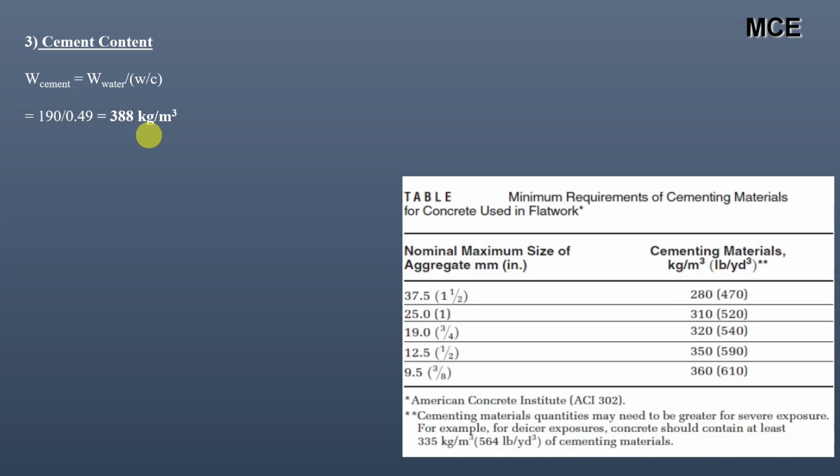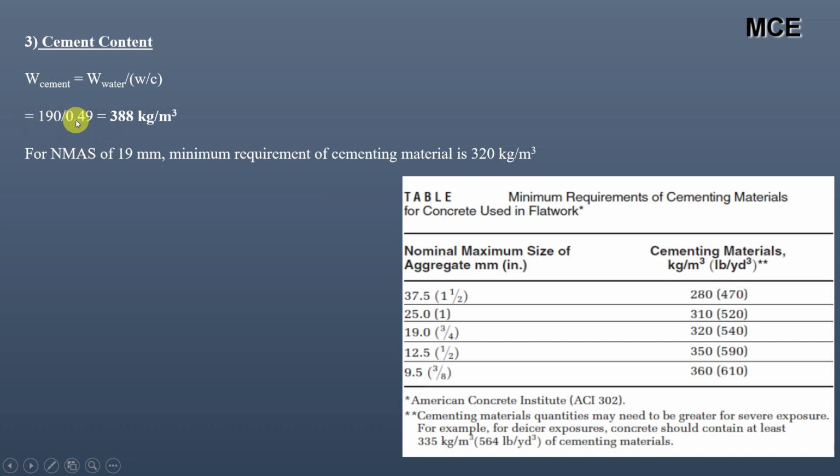Okay, we can see the minimum requirement of cementing material for concrete used in flat work. Okay, so for nominal maximum aggregate size of 19 mm, minimum cement content required is 320 kg per meter cube. Since we are taking the cement content equal to 388 kg per meter cube, therefore it's okay.